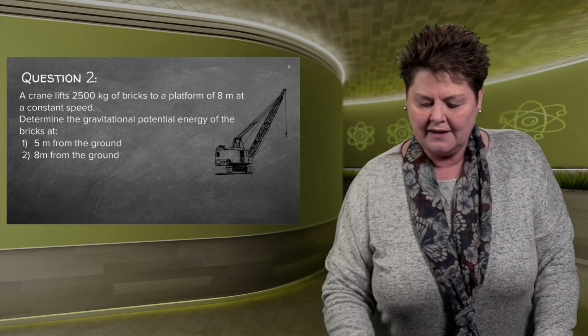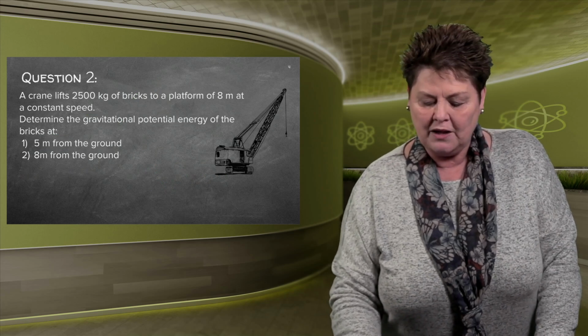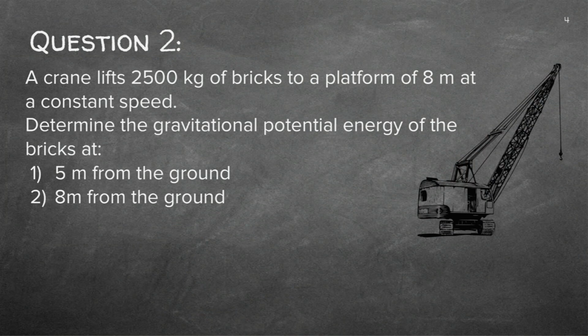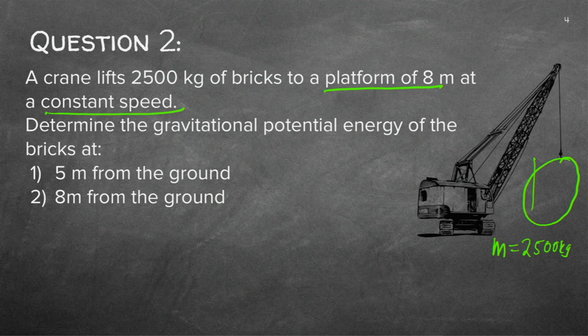Let's see another example, and use the same equation. A crane, do you see this crane, is lifting bricks. So there I've got bricks being lifted, and the mass is 2,500 kilograms. They tell me it's going to put it down on a platform of 8 meters, and again at a constant speed. The question asks me to calculate the gravitational potential energy at the 5-meter height and then on the platform at 8 meters.